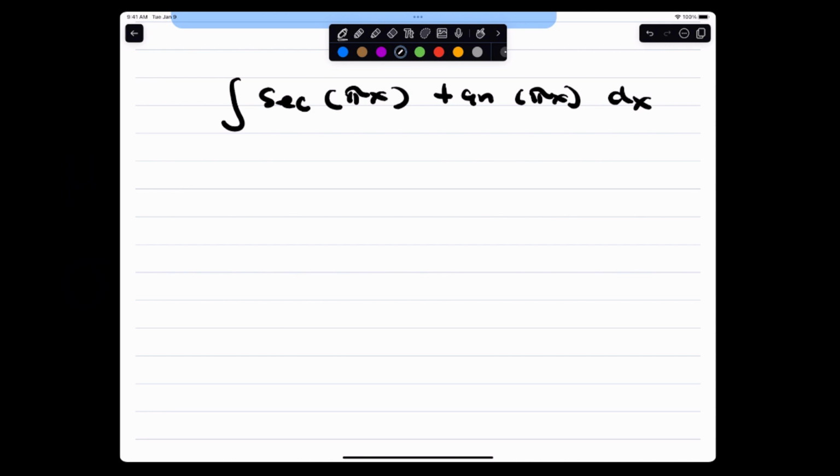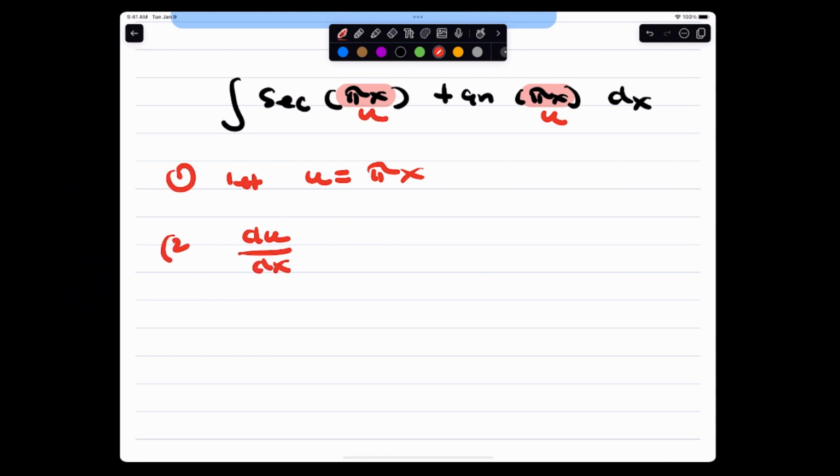Okay, what do you guys think u has to be in this one, in this case? Take a guess. What should u be? Whatever's in your parentheses. You guys see something, right? What's in the parentheses? Pi x? So let u be that pi x. Now, differentiate u with respect to x. What do you get? Isn't that just pi? Put it as pi over 1.